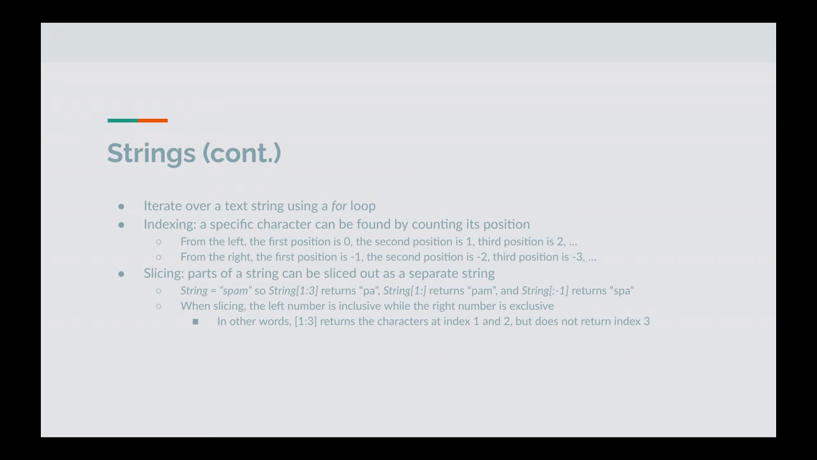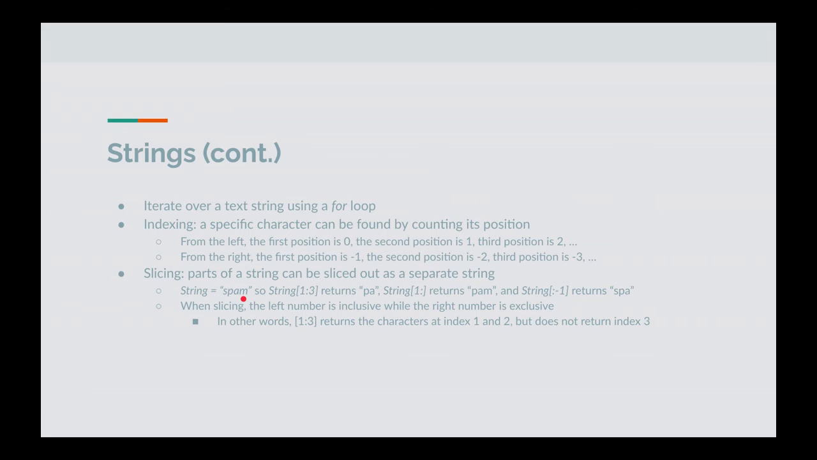Slicing. Slicing is just what it says. You can slice out chunks of text from a text string and process that separately from the entire string. So we have the example here of a string we've called the string spam. If you slice it from position 1 to position 3, then you get PA. So if S is 0, 1 is P, 2 is A, and 3 is M.